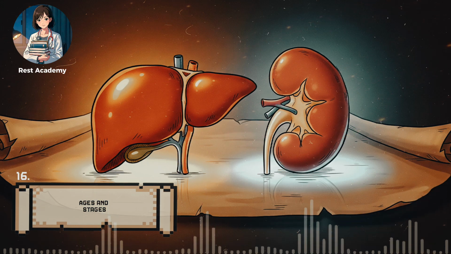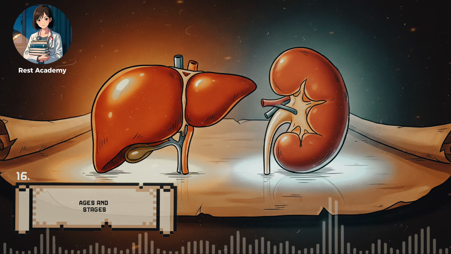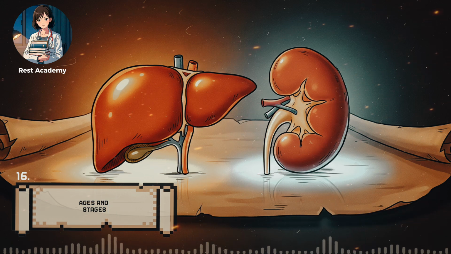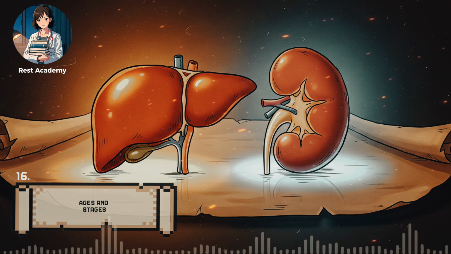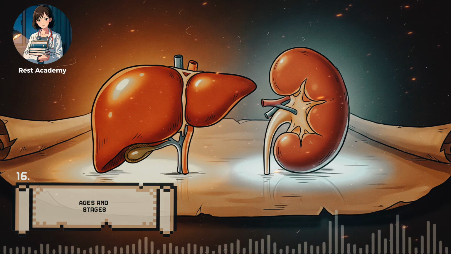The blood-brain barrier, with tight endothelial junctions, restricts many drugs from entering the central nervous system unless they are lipophilic or transported actively. This explains why some drugs act on the brain while others, despite being in blood, do not.